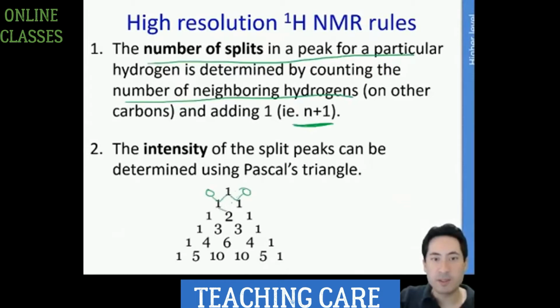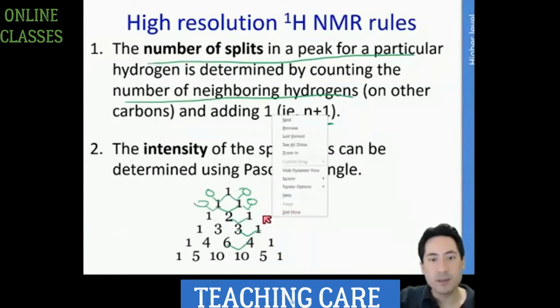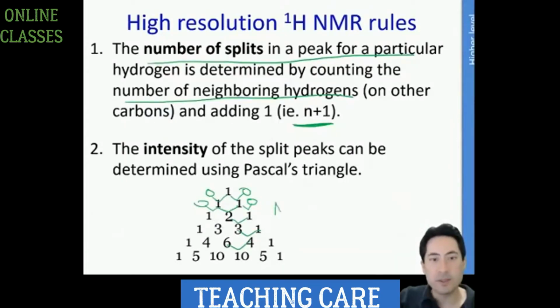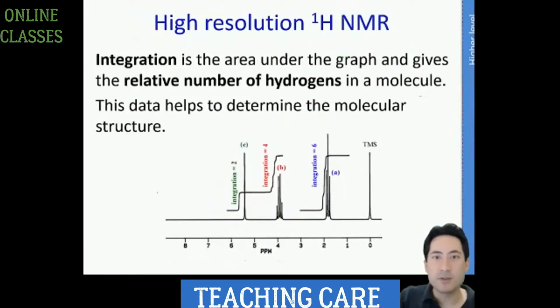So 0 plus 1 is 1, 1 plus 1 is 2, 0 plus 1 is 1, 0 plus 1 is 1, 1 plus 2 is 3, 3 plus 1 is 4, and so forth. By looking at these things here, you can work out the number of peaks. If you know the number of neighboring hydrogens, you know the number of peaks, and if you know the number of peaks, you can also work out the pattern of those peaks. Now what you won't have to do is an integration of the area under the graph, but the integration of the area under the graph also gives you the actual relative number of hydrogens.